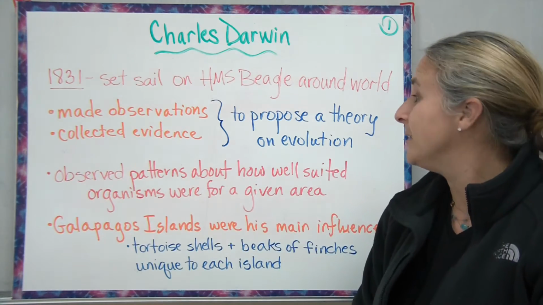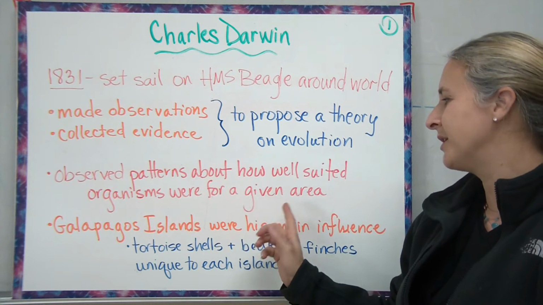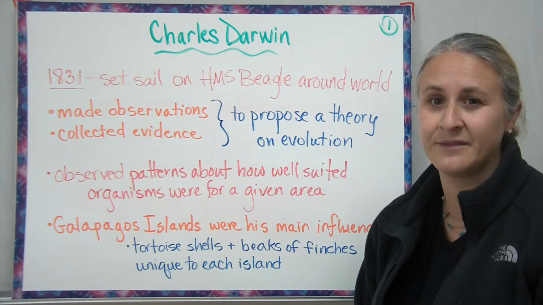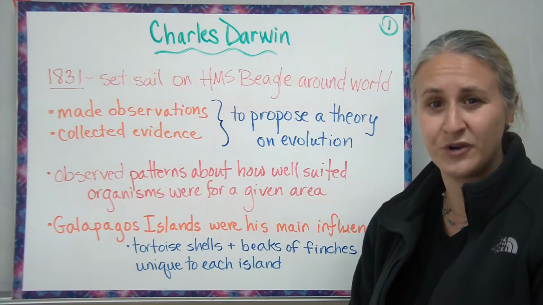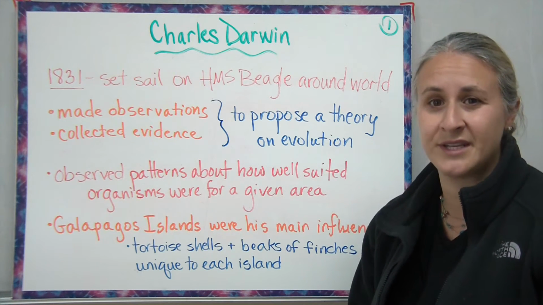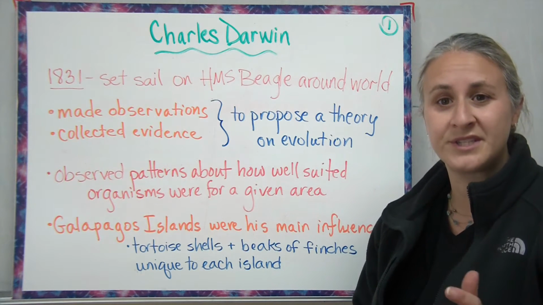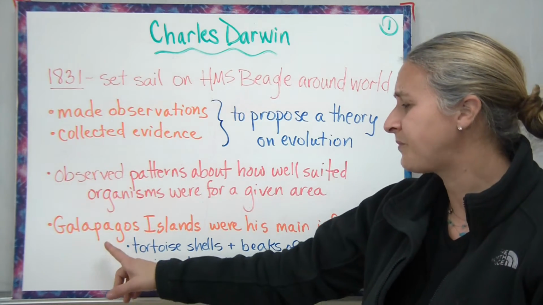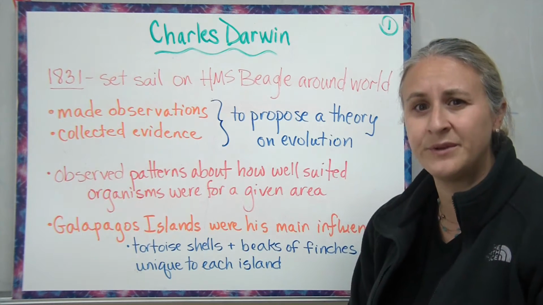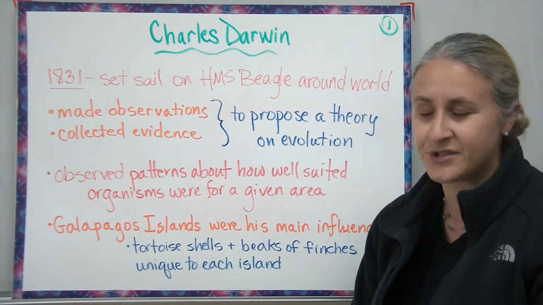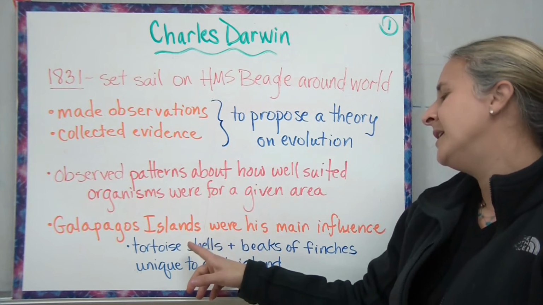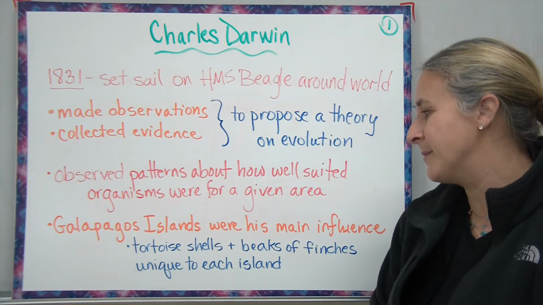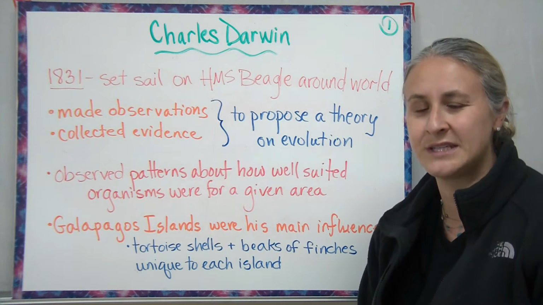One of the things that he did was he observed patterns about how well suited organisms were for a given area. Charles Darwin was the master of observing. He not only observed things firsthand, but he also listened to other scientists and read a lot of what other scientists learned as they went to new places and discovered things about the organisms there. The main place that ended up influencing Charles Darwin around his travels were the Galapagos Islands. One of the things that he saw were that the tortoise shells and even the beaks of some of the finches were unique to each island.